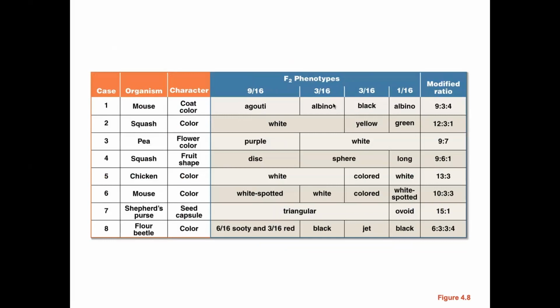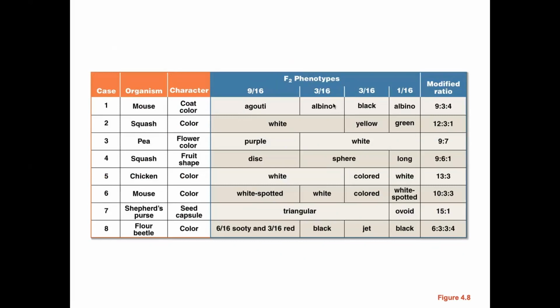So they looked at that ratio and said, well, that looks like a variation of a 9 to 3 to 3 to 1 ratio. If you take those four phenotypic classes and group two of them together, a 3 and a 1, you can come up with a phenotypic segregation ratio of 9 to 3 to 4. So the light bulb went off and they said, maybe there's something unusual going on here in terms of genic interaction.